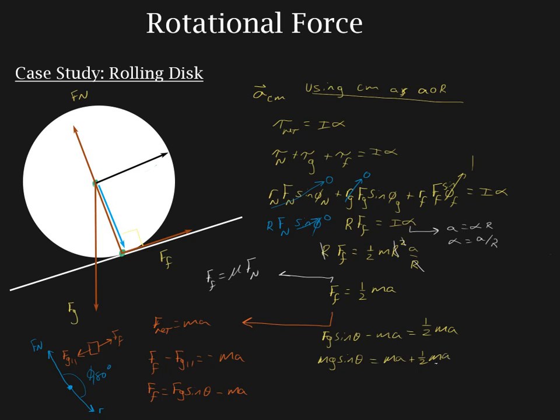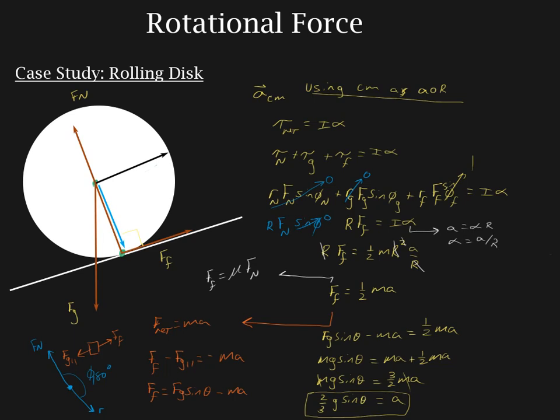And now to get a by itself, we factor it out. ma plus 1/2 ma would be 3/2 ma. And then mass cancels out, and so we get 2/3 g sine of theta is equal to the acceleration. So that is our final answer for the acceleration of this disk.